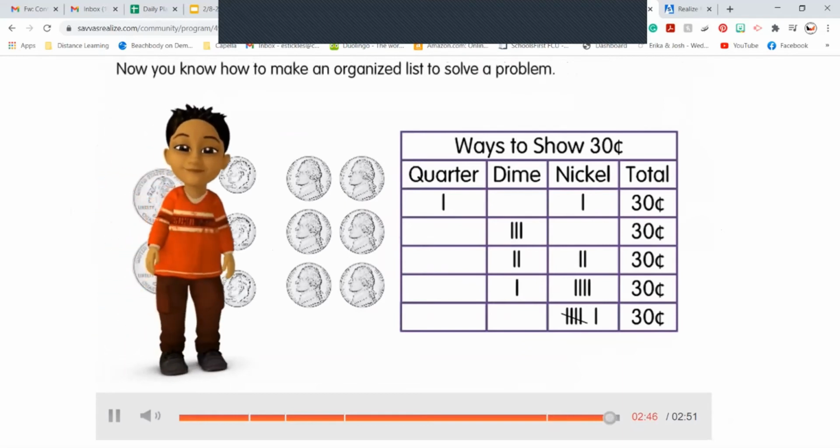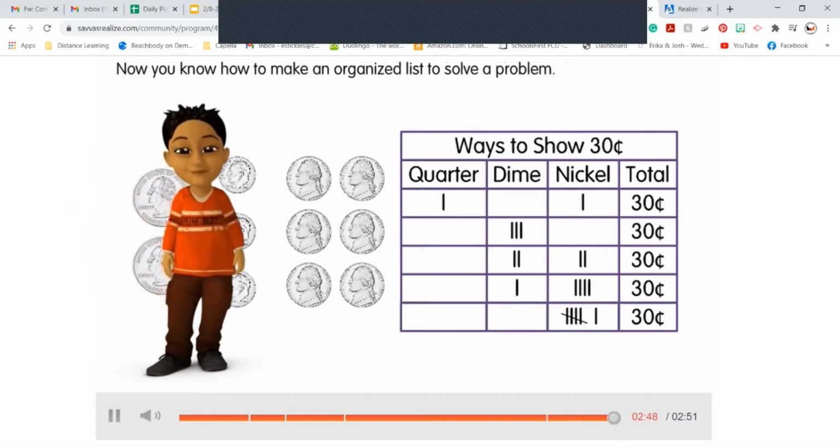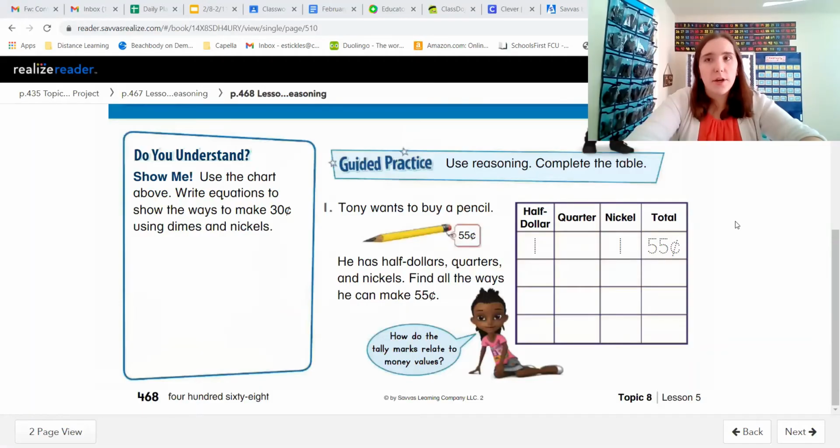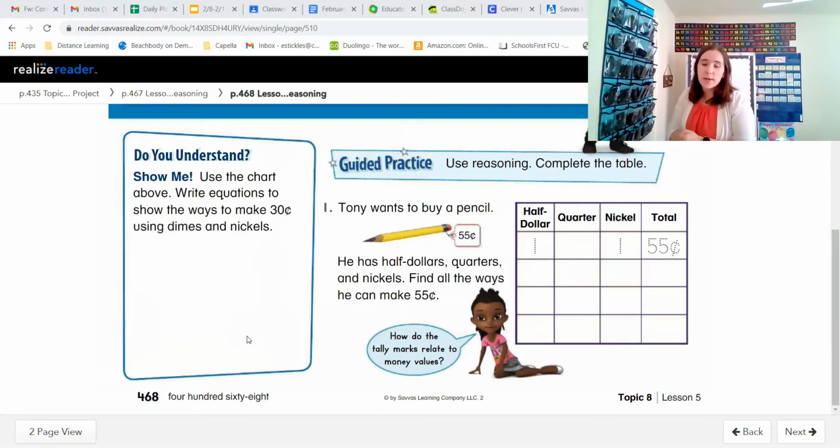Now you know how to make an organized list to solve a problem. Okay, we're going to jump in our workbooks and get some practice. We're going to be starting on page number 468 in our workbooks. So if you need to pause me and turn to that page and get your pencil, go ahead and pause me right now. Once you're ready, let's do number 1.